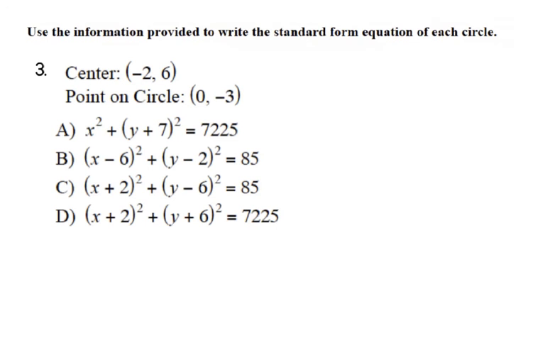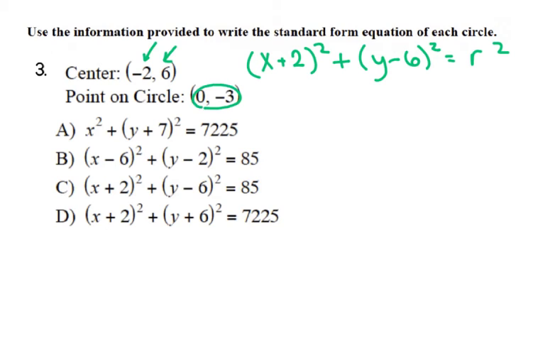Okay, for number 3, this is going the other way around. Using the information, which of these would be the correct equation of this circle? If we have a circle with center (-2, 6), remember that's going to be x minus -2, so (x plus 2) squared plus (y minus 6) squared equals, the radius I don't know, but I do know a point on the circle is (0, -3). So knowing what I have already, I can look at my choices, because this is multiple choice, and I can eliminate that choice and eliminate that choice.